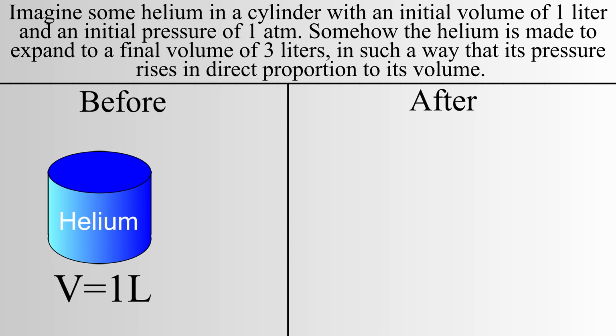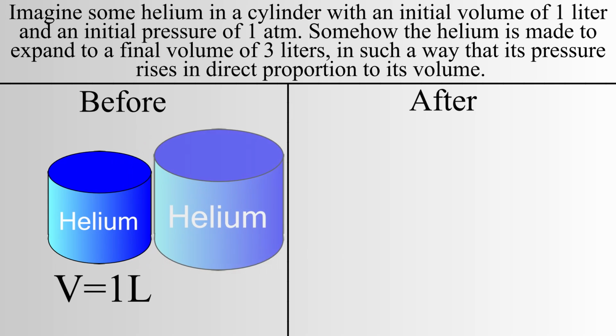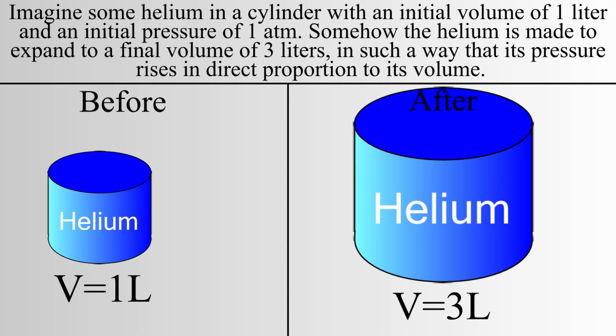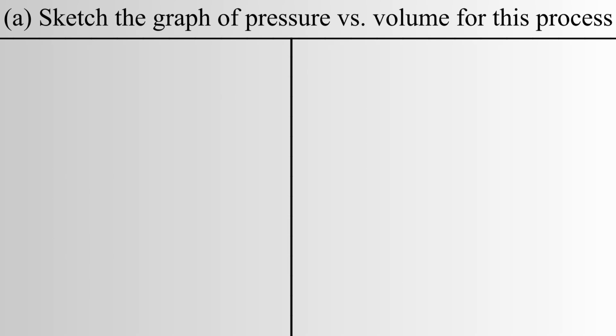The setup for problem 1.31 is to imagine some helium in a cylinder with an initial volume of 1 liter and an initial pressure of 1 atm. Somehow, the helium is made to expand to a final volume of 3 liters in such a way that its pressure rises in direct proportion to its volume. Part A asks us to sketch a graph of pressure versus volume for this process.